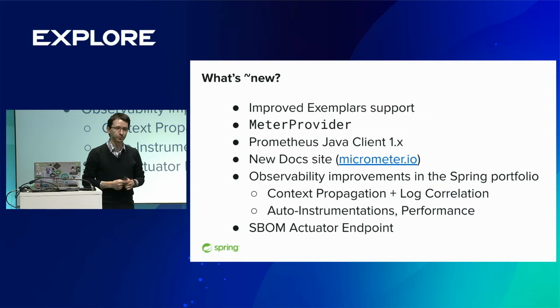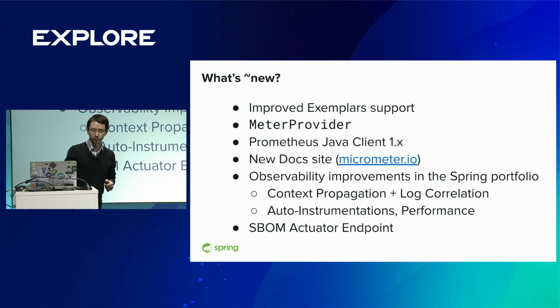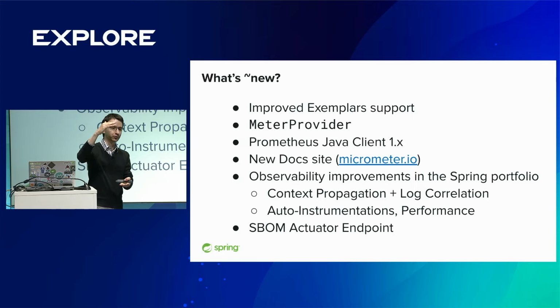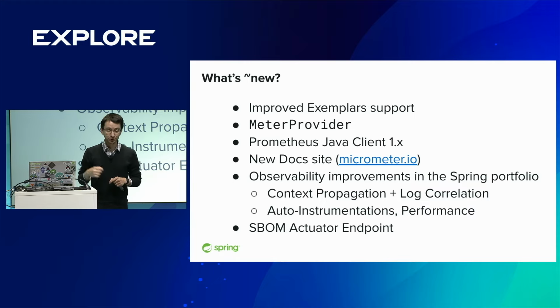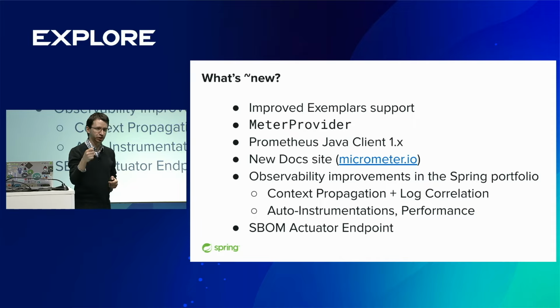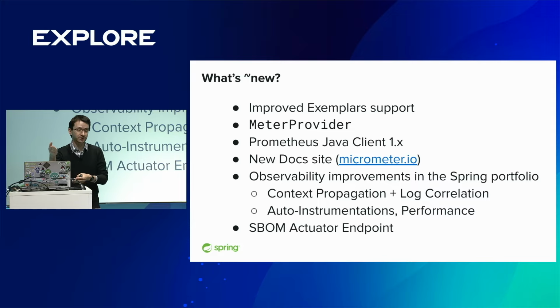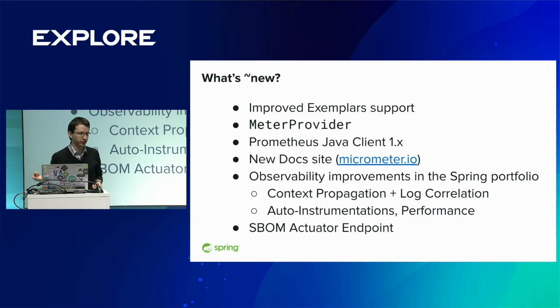There was a new actuator endpoint that was added. It is called the SBOM endpoint, and it stands for Software Bill of Materials. What it does is give you a list of all of your dependencies and their versions that your application is depending on at runtime. So you can basically ask your application, hey, am I using the wrong version of Log4j2 that is vulnerable to Log4Shell? And you can just see if you are using the wrong version or a version that is already fixed.